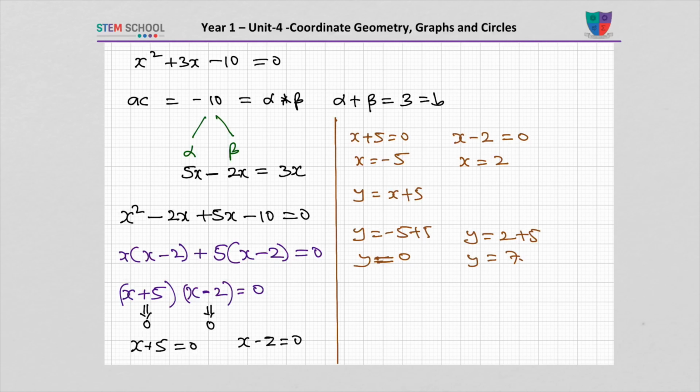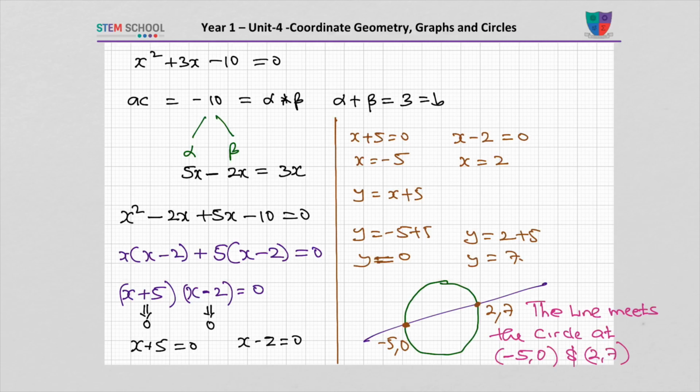When I drew the circle earlier, the circle was like that, and the line intercepted it like that. So there's a point of intersection there and there. So this point will be x is minus 5 and y is 0, and here will be x is 2 and y is 7. So the line meets the circle at (minus 5, 0) and (2, 7).